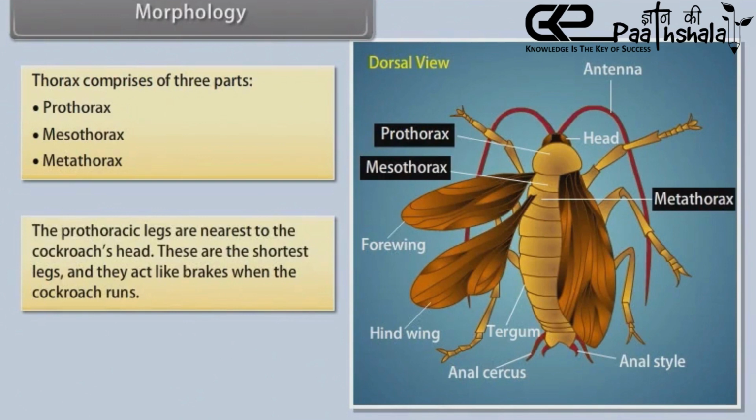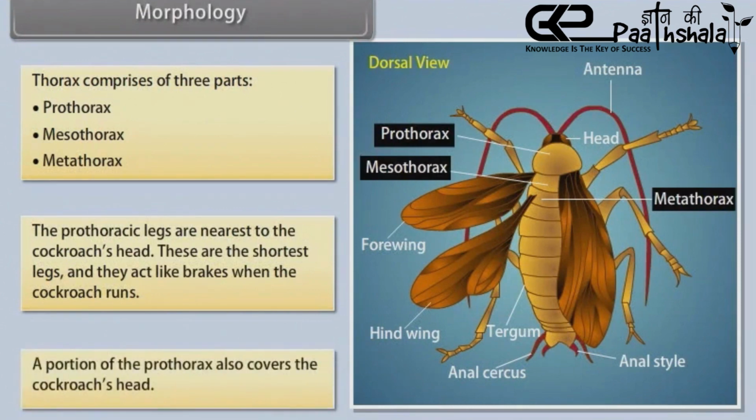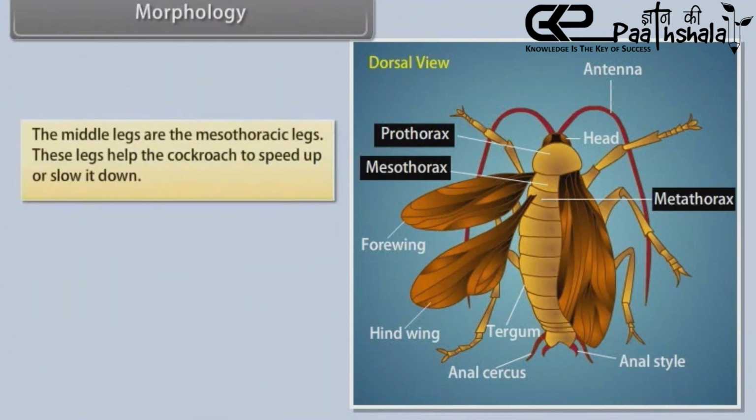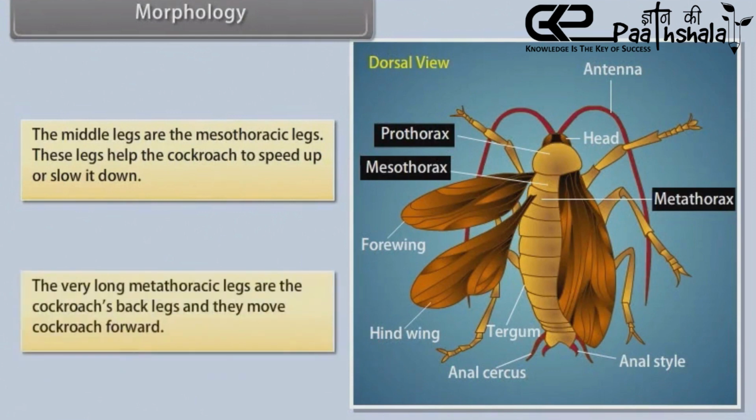These are the shortest legs and they act like brakes when the cockroach runs. A portion of the prothorax also covers the cockroach's head. The middle legs are the mesothoracic legs. These legs help the cockroach to speed up or slow down. The very long metathoracic legs are the cockroach's back legs and they move the cockroach forward.